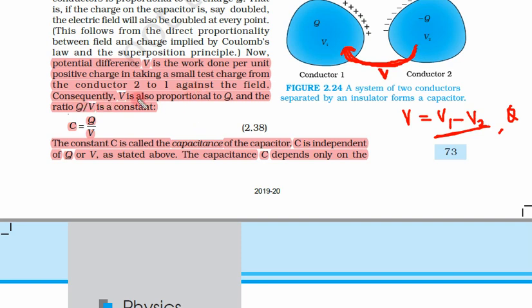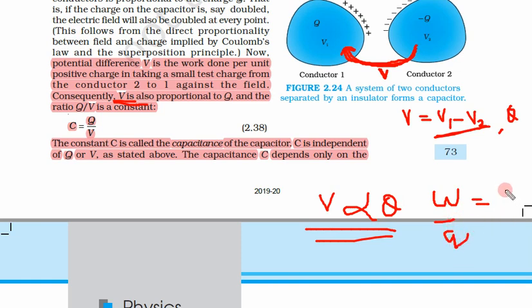Now this V is proportional to Q. If you remember the formula for V, V is proportional to Q. Why? Because work done has both the charges, but when you take this work done and divide by Q, only then you get V. So this is only proportional to one charge Q.